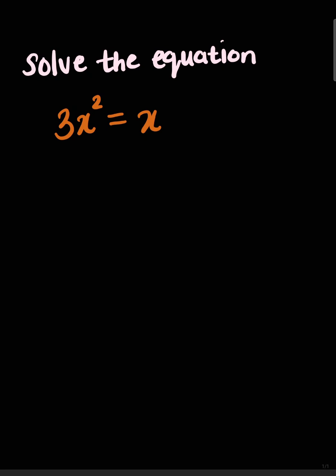The first step is to bring x to the other side. You can see that x on the right side is positive. As soon as it goes to the other side, it becomes negative. So what we're going to have is 3x squared minus x equals, and as soon as x goes to the other side, we have a 0 there.